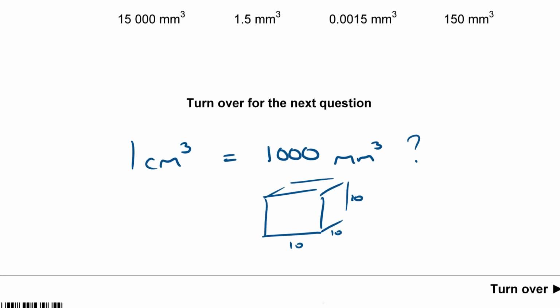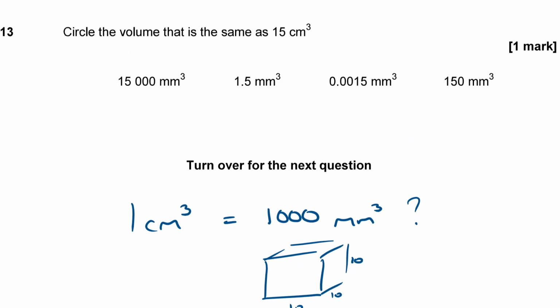So that is our conversion rate then, isn't it? So if I want to go from 15 cubic centimeters into cubic millimeters, I need to multiply through by 1,000. So 15 cubic centimeters is 15,000 cubic millimeters. That one there.